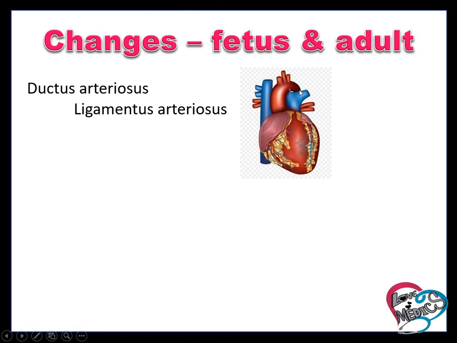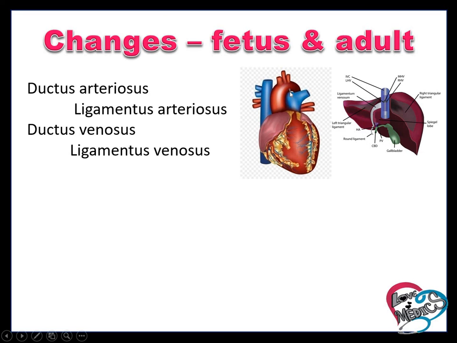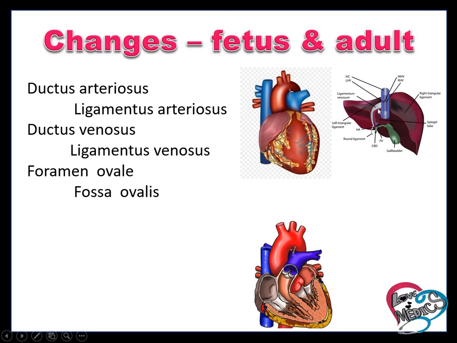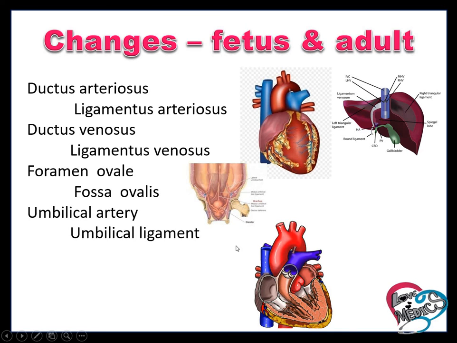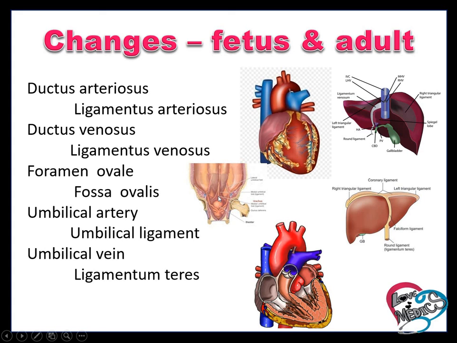Changes between fetal circulation and adult circulation, that is, the remnants. Ductus arteriosus is converted into ligamentum arteriosum. Ductus venosus is converted into ligamentum venosum. Here the ligamentum venosum is present. Foramen ovale is converted into fossa ovalis in the adult heart. Umbilical artery is converted into the umbilical ligament. Umbilical vein is converted into ligamentum teres. This is the ligamentum teres.